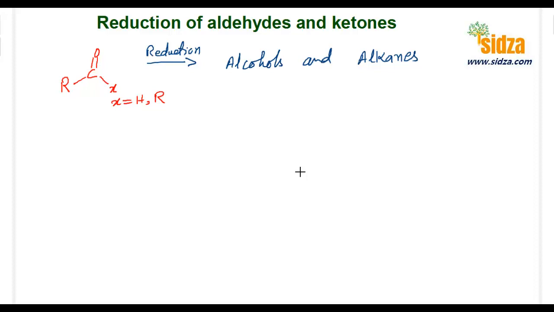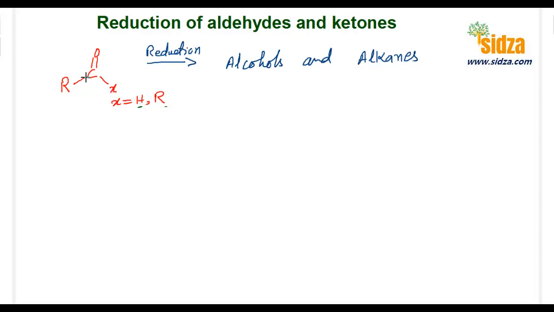Reduction of aldehydes and ketones. Aldehydes and ketones contain a carbonyl group. This is the RCOX, and this X can be hydrogen or an alkyl. When it's hydrogen, it's an aldehyde, and when it's R, it is a ketone.